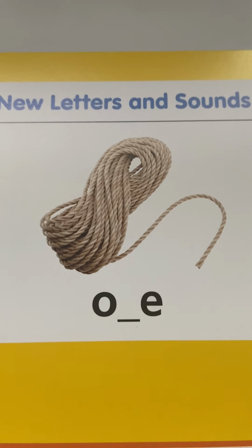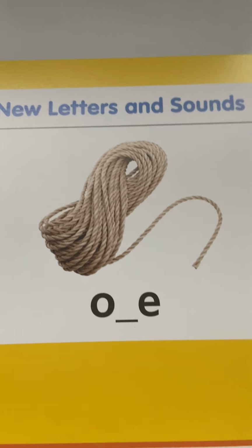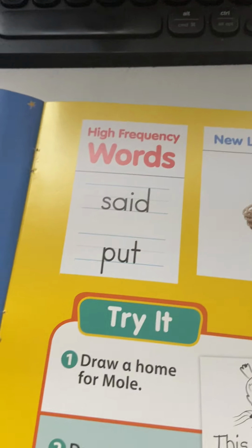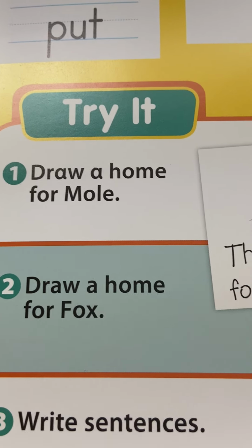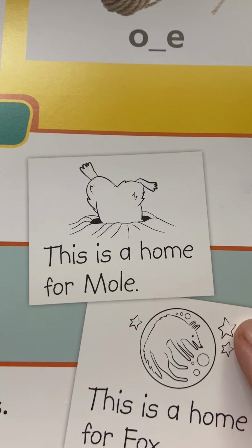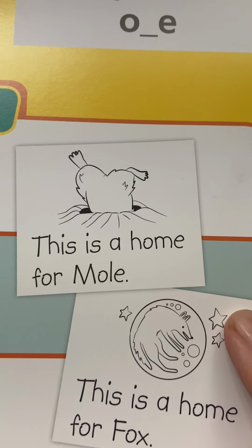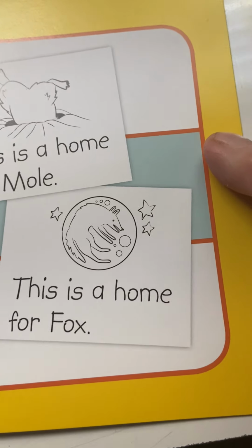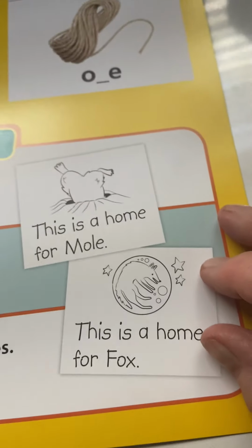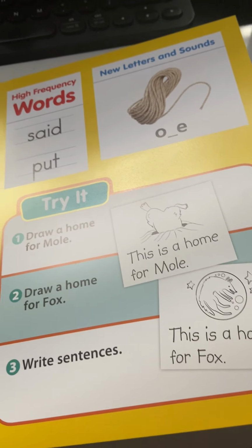And here's the skill that we would have worked on in class. We would have worked on long O with a silent E. And it says, try it. Draw a home for mole. This is a home for mole. The mole is going in the hole. Okay, draw a home for fox. This is a home for fox. You know, we have to read the story first. You're not going to understand that till we read it.